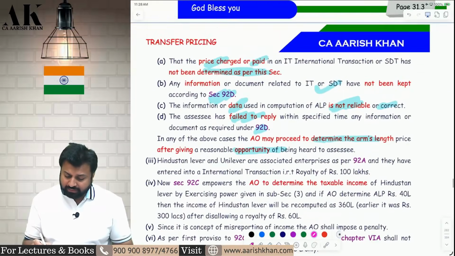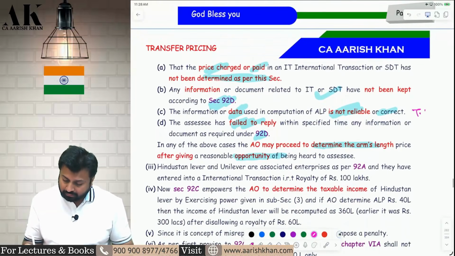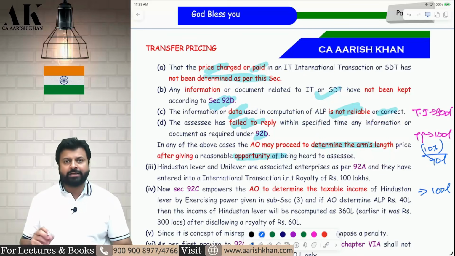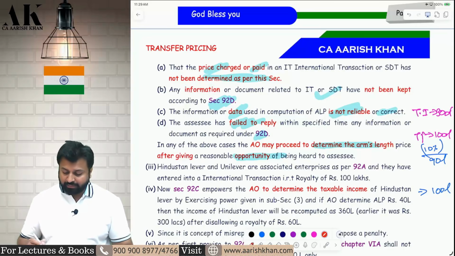Suppose the total income of the assessee is 300 lakhs. The transaction price is 100 lakhs, and you have deducted TDS of 10%. This is royalty, for example. So you have deducted TDS of 10 lakh rupees and you have paid 90 lakh rupees to the other person. The other person has shown 100 lakh as his income. Now pay attention please, very important factor.